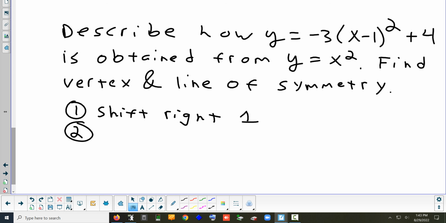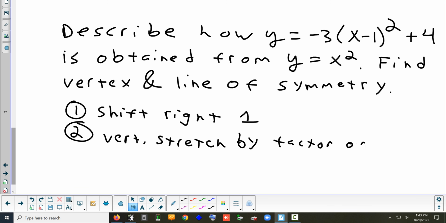What's the second transformation? Yep, Kylie. Vertical stretch by a factor of 3. Vertical stretch by factor of 3. Perfect.